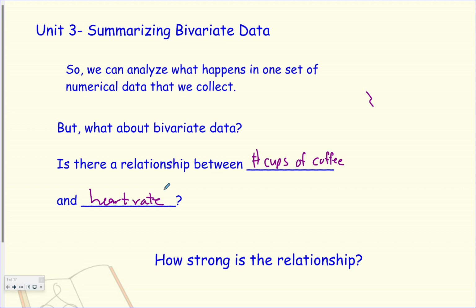We may be interested in that as a title for a study, but we have to know what we can measure. So we would say heart rate because we can count beats per minute, something like that. And my question throughout this whole unit is how strong is that relationship? It turns out, for those of you that have studied line of best fit before, it's not as easy as just looking at one or two values. There is a lot of information that can help us decide what is a good fit and what is not.